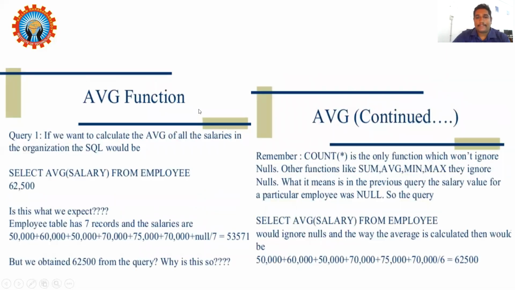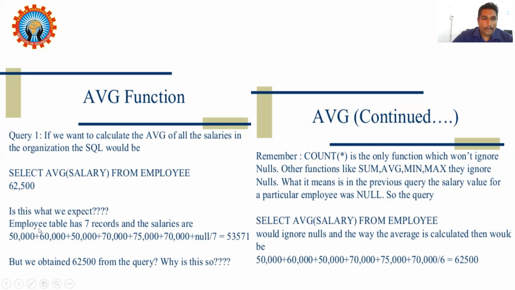Next, average. You know that average is the sum of all the numeric data divided by how many tuples we have. If you want to calculate the average of all the salaries in the organization, we use AVG of salary from employee. We have a simple answer. Is this what we expect?